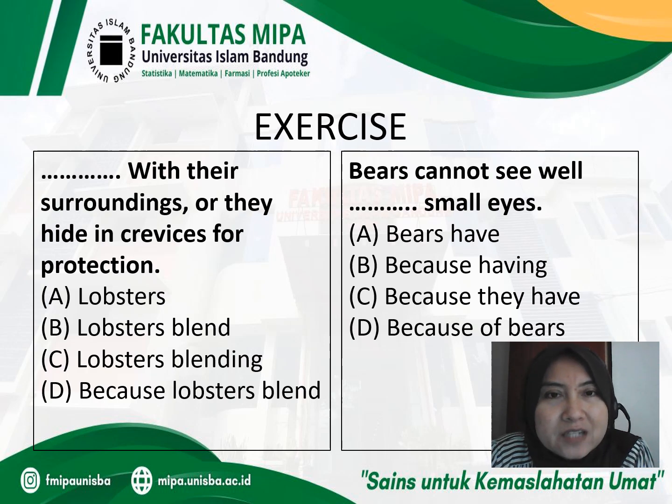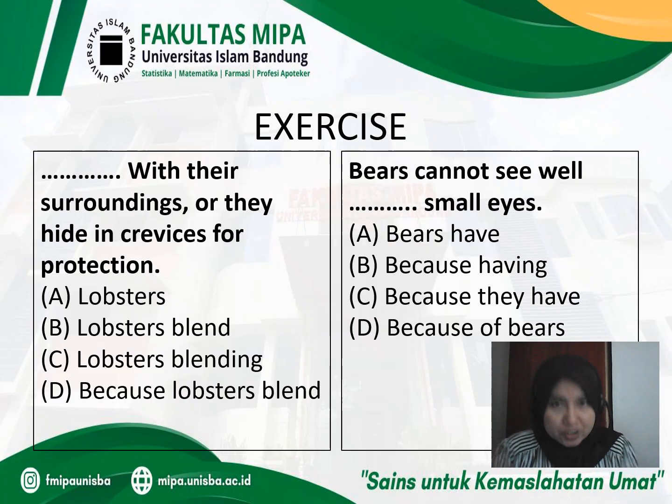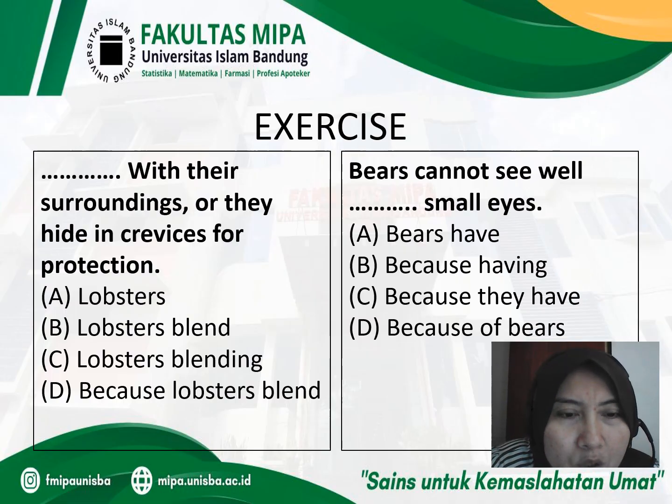Now let's practice strategy 5 with these two exercise questions. Remember, when we use conjunctions, we must check both the grammar and the meaning of the sentence. So let's look at the first question: blank, with their surroundings, or they hide in crevices for protection.